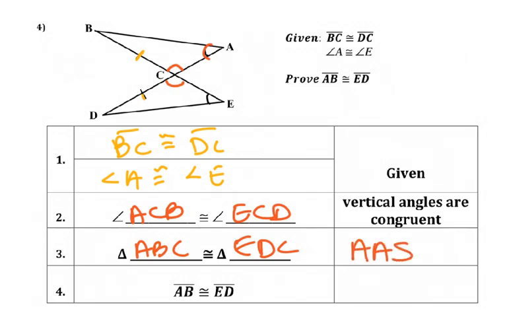Okay, so now because the 2 triangles are congruent, what pieces are congruent? All of their corresponding parts are congruent. So what that means is that AB is going to match up with ED. And that's because of CPCTC. That's exactly how you would use that. Okay, I'm going to put the rest of this lesson on a different video so you can continue with that one.